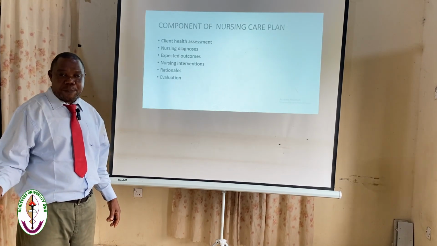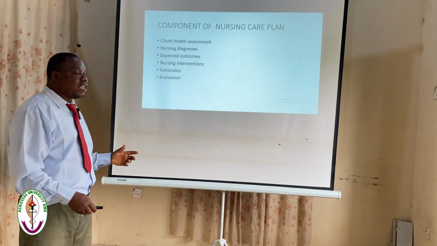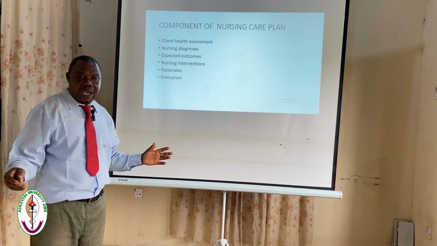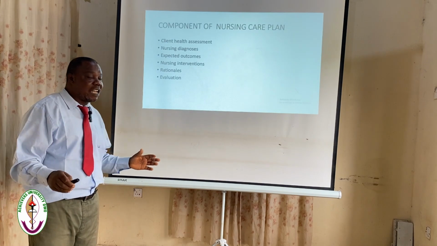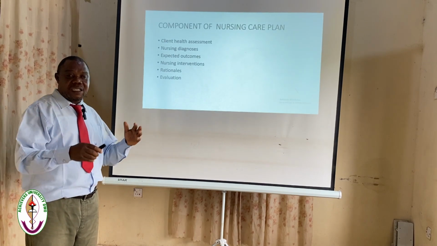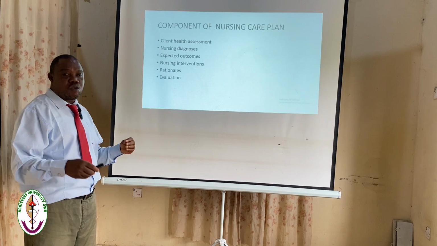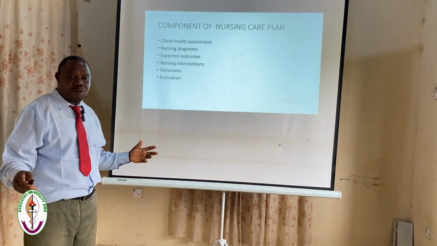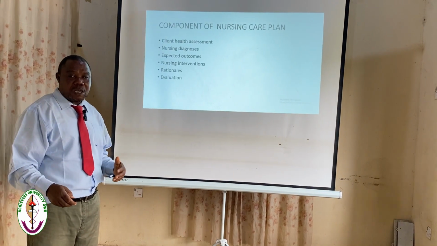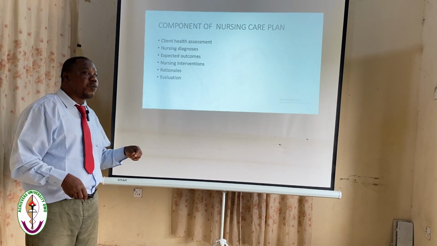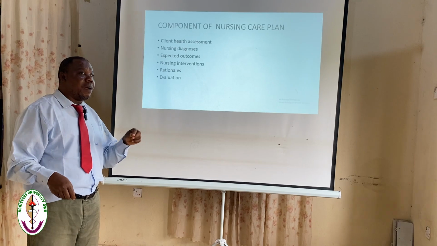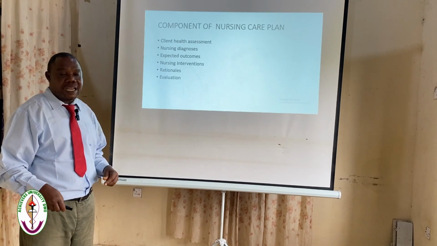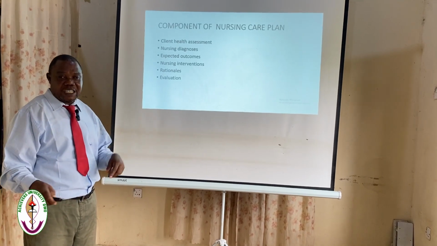Components of the nursing care plan: as we all know, the nursing care plan starts with the client's health assessment. That one is basic. And then the nursing diagnosis. And then you tell the expected outcomes, the nursing intervention, and the rationale. For students, you must put down the rationale while you are proposing that intervention. And then you have to evaluate your intervention.